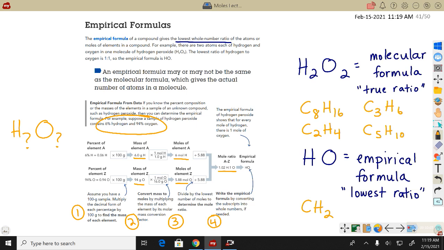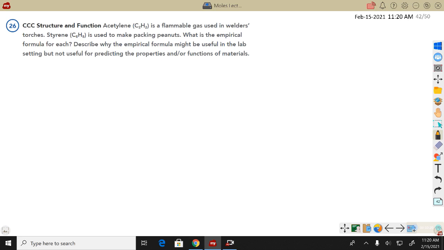It may not always be the true ratio, but here we're just going to focus on getting the simple ratio, the empirical formula. Oh my gosh, that seems like a lot of steps. It seems like a lot of work, right? It's going to be great. It's going to be totally fine.